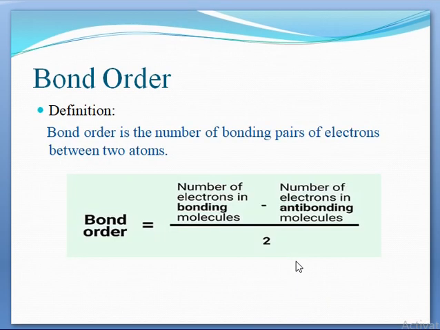Next we discuss bond order. Bond order is the number of bonding pairs of electrons between two atoms. To calculate bond order, we have a formula: number of electrons in bonding molecular orbitals minus number of electrons in antibonding molecular orbitals, divided by 2. We get the bond order.